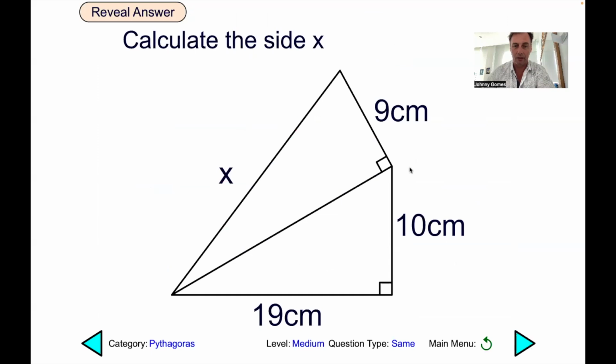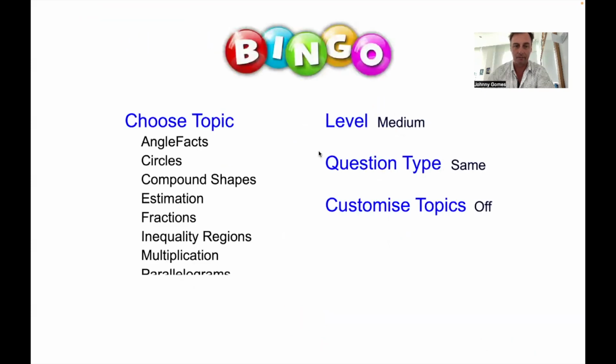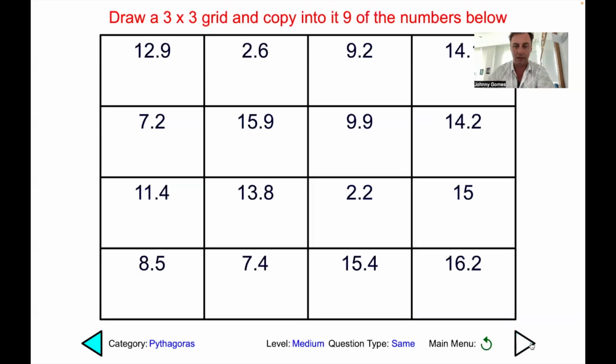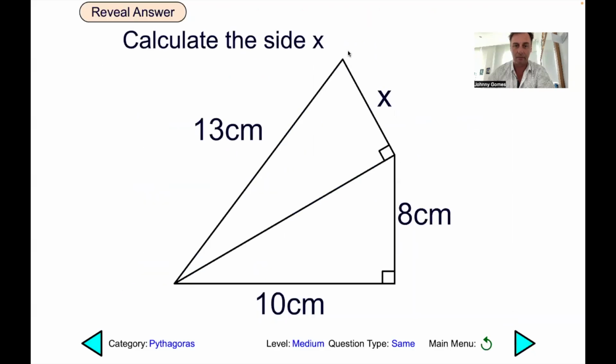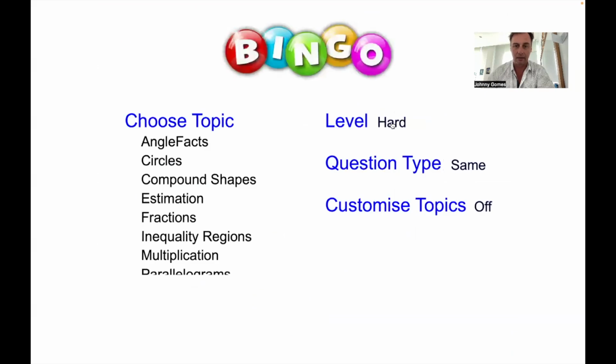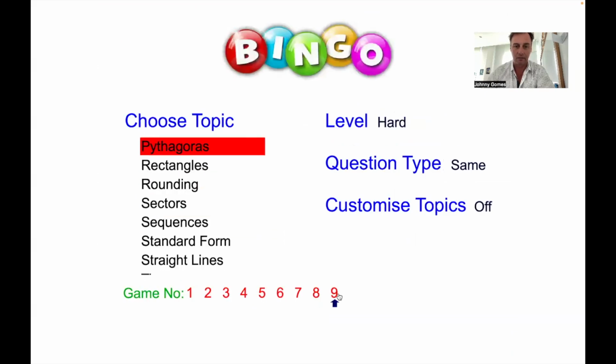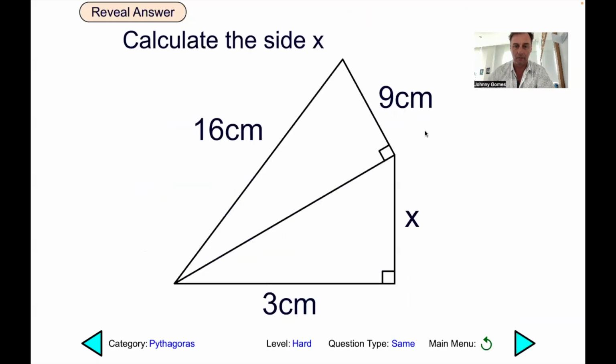Okay, now we've got two triangles, right angle triangles, and obviously they'd have to work out this one from these two and then work out x. Question 8, same thing. It's just working out that side now. And let's do the last one. Same thing, but now they're working out this one.